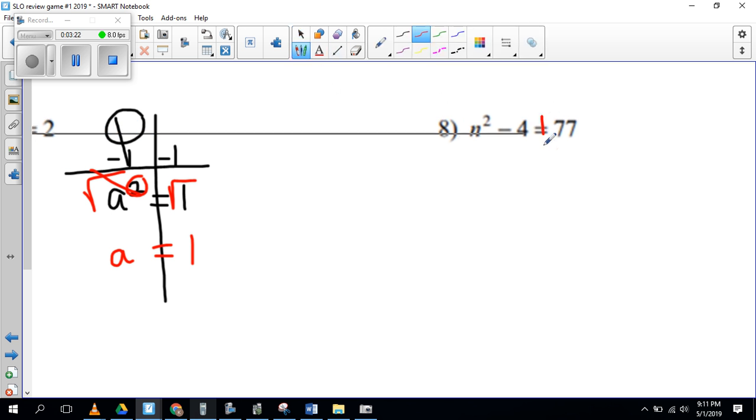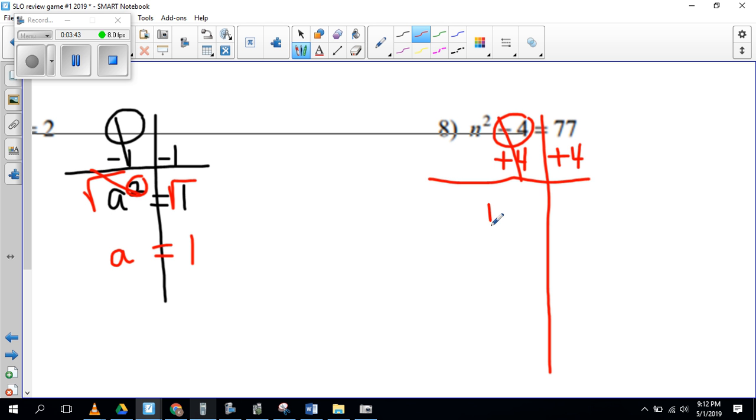You see we've got something besides just the square with the n. We've got this minus 4, and we've got to undo this minus 4. The opposite of subtracting is adding. It cancels out over here, and you need to do it to the other side. So we get n squared equals 77 plus 4, which gives us 81.